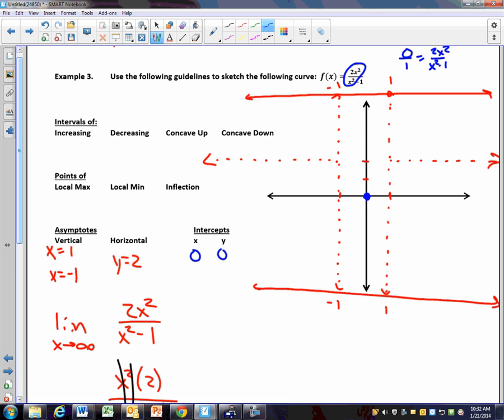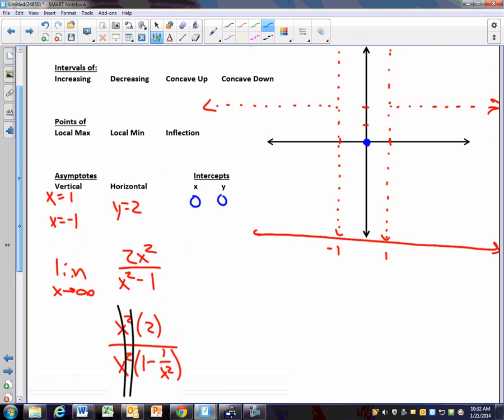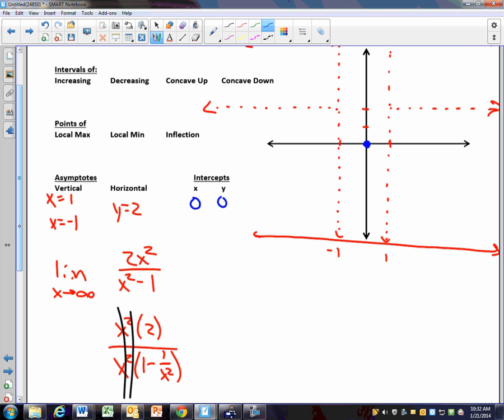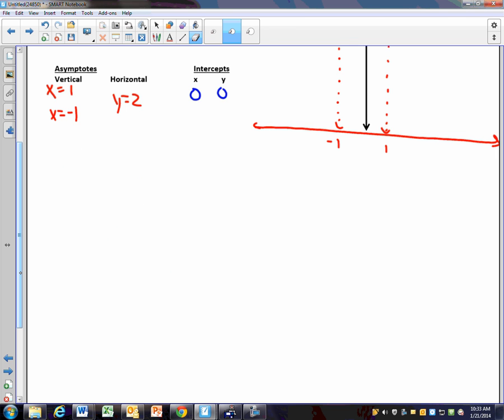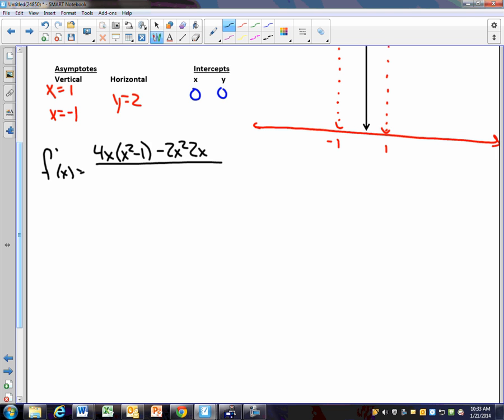Okay. Good. So now, if I want to say something about increasing, decreasing, and local min and local max, what do I have to find? The derivative. Okay. So let's go through the derivative process. What is the derivative of the top? 4x times the bottom, which is x squared minus 1, minus the top, 2x squared, times the derivative of the bottom, 2x, all over the bottom squared.